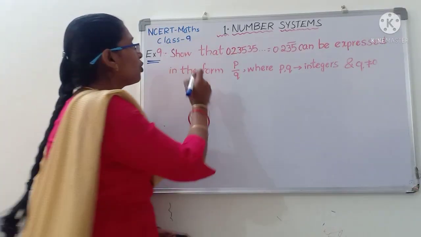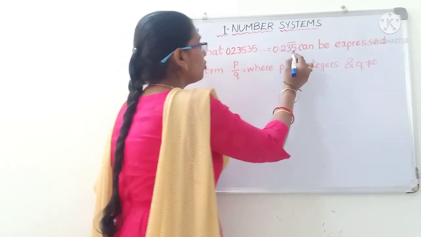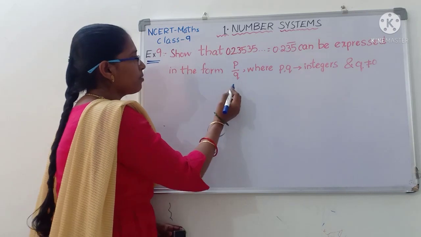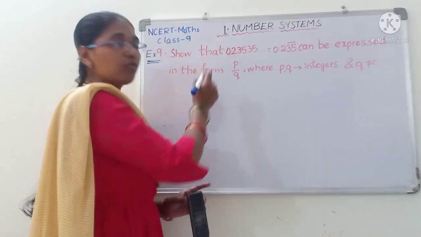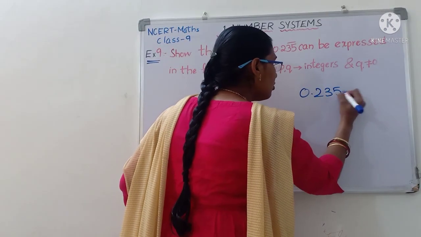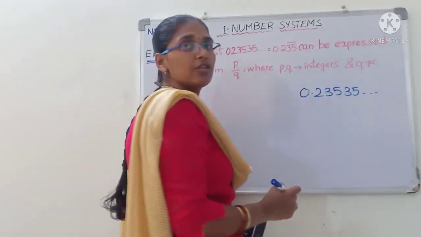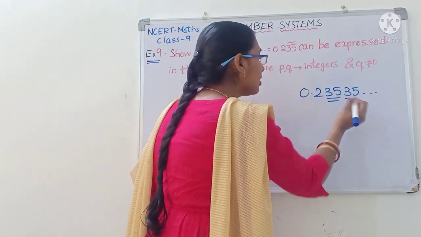Example 9, children. Show that 0.23535 and so on, 0.235 bar, can be expressed in the form of p by q, where p and q are integers and q not equal to 0. Here the question given is 0.23535 and so on. Here what is repeating after the decimal, children? After the decimal point, digits 3, 5 are repeating. Only 3, 5 are repeating.